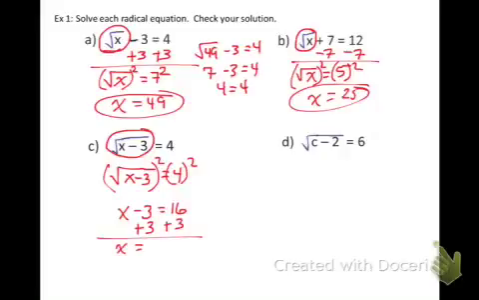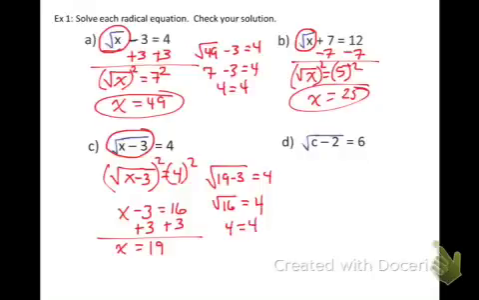And x equals 19. So if I checked it, it would be 19 minus 3 inside equals 16. So square root of 16 equals 4. Well, I know square root of 16 is 4, so 4 equals 4. So that works. That's just checking it. Here's your answer, though: x equals 19.